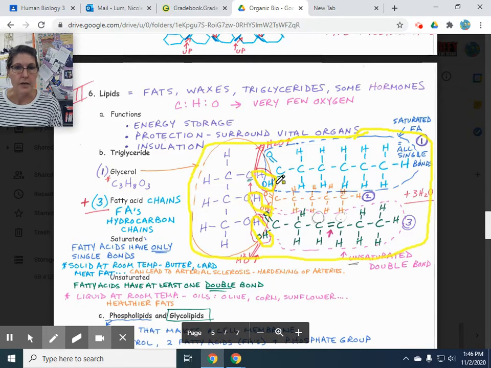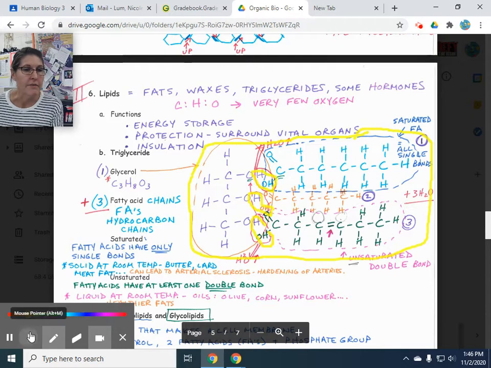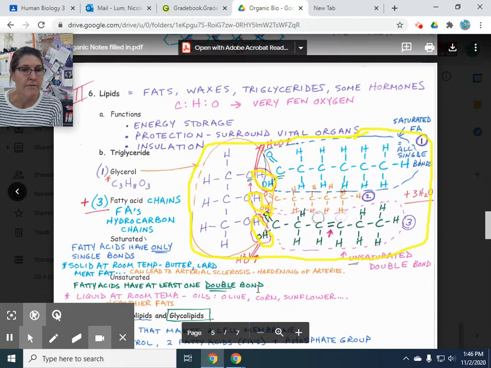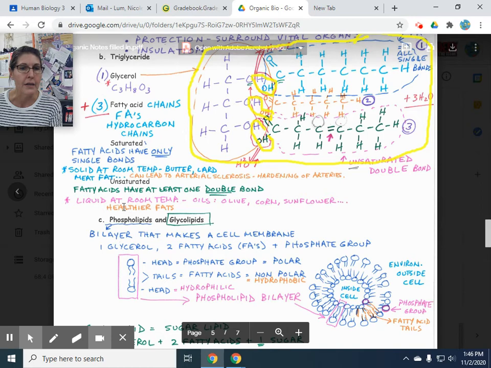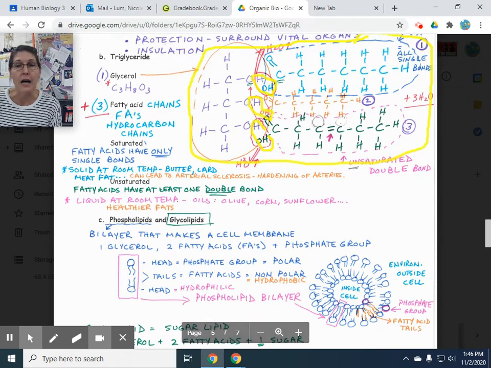Okay, so I'm taking out my 3 waters. I'm making this giant structure that you see here, which is going to be my triglyceride. Differences between saturated and unsaturated fatty acids. Your saturated fatty acids, we said, are all single bonds. They are solid at room temperature.